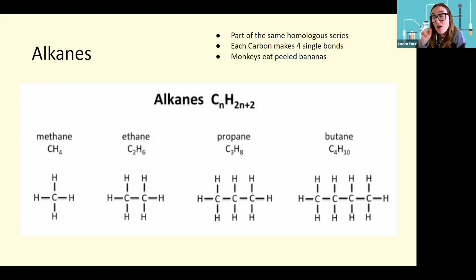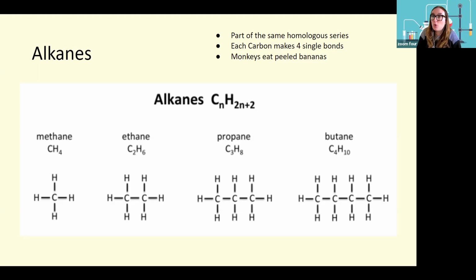So if n equals 5, so C5, well then, using the formula we've got there, 2 times 5 equals 10, plus 2 would give us 12. So the formula for a 5-carbon alkane would be C5H12. And in real life, that exists. That's a molecule called pentane, because there are 5 carbons.